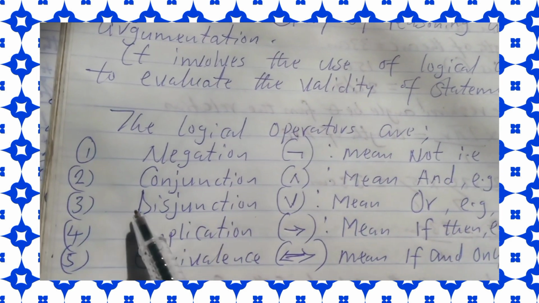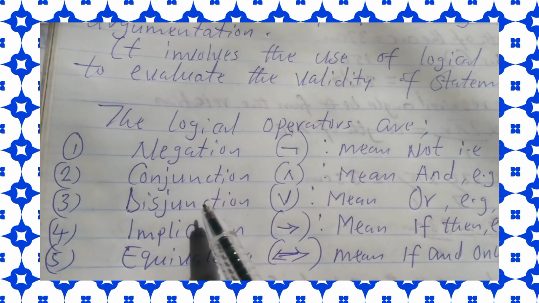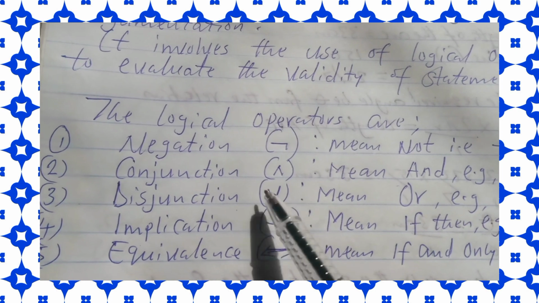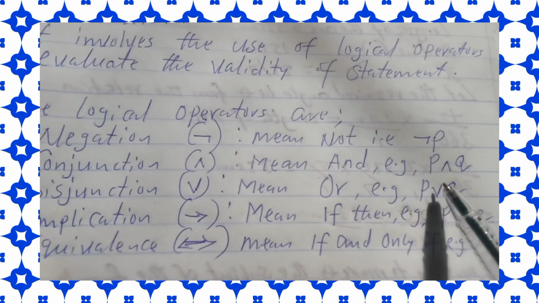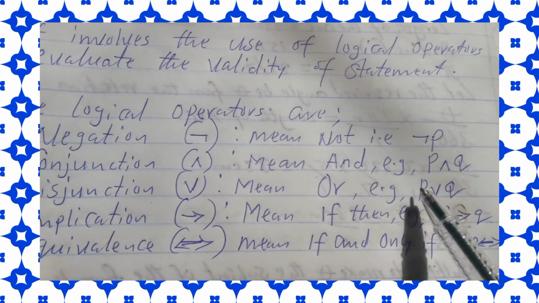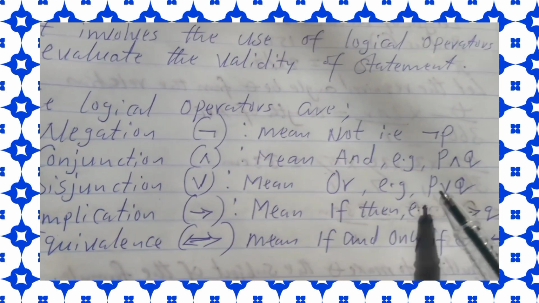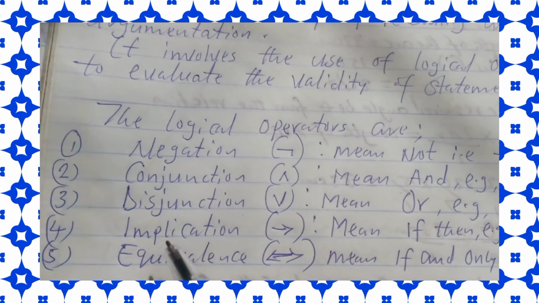And then we have number three of the logical operators, which is disjunction. What is disjunction? Disjunction simply means or, and this is the symbol of disjunction. An example of it: in this case we are considering P or Q. So this simply means or, and it's called disjunction in logic, and this is the symbol. So take note of it.